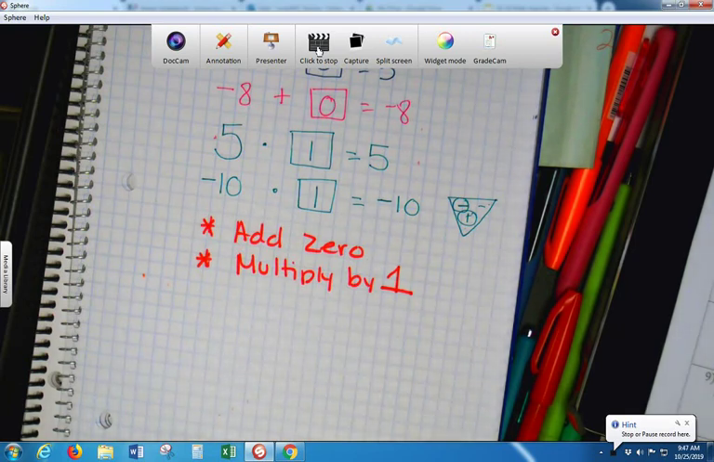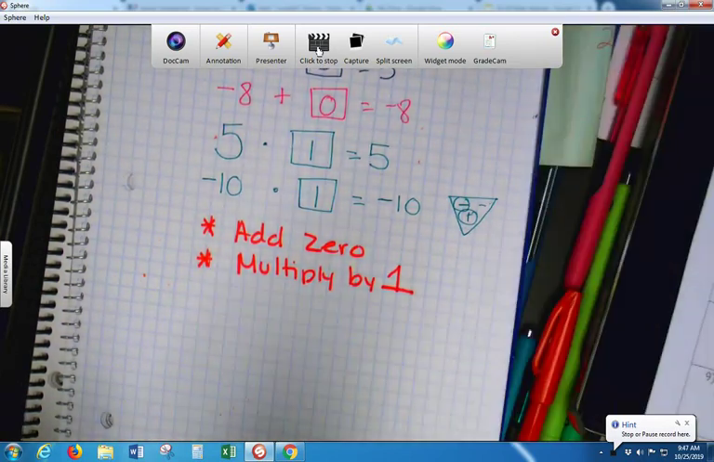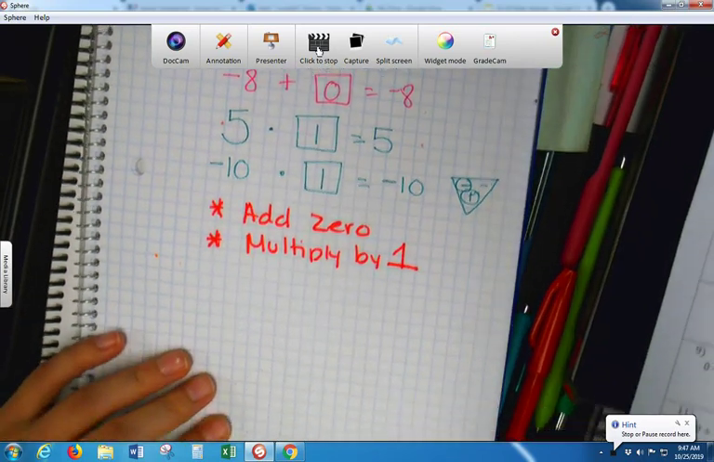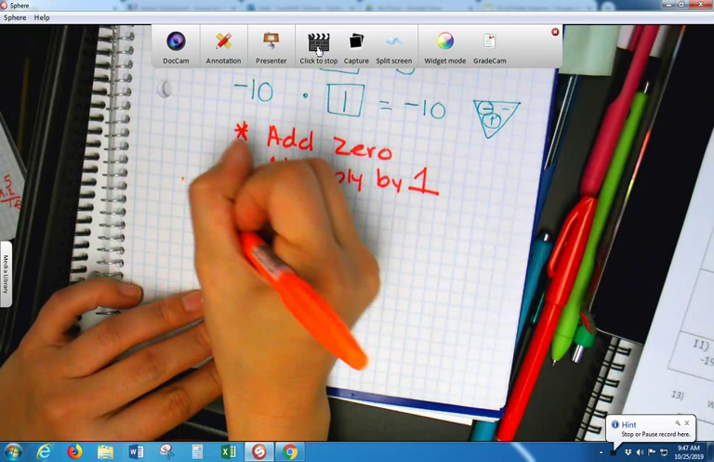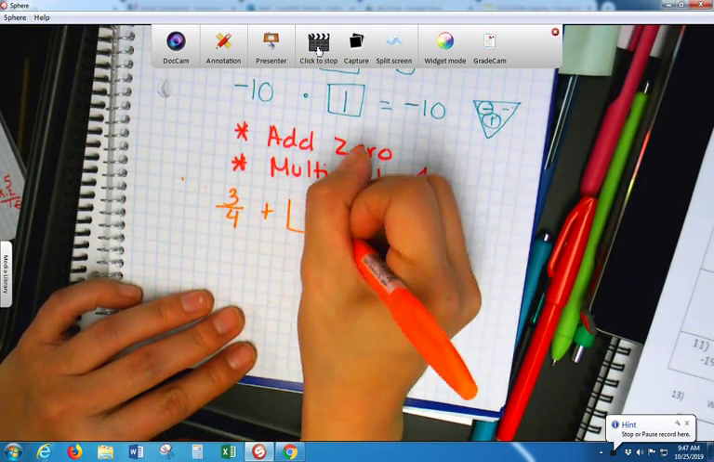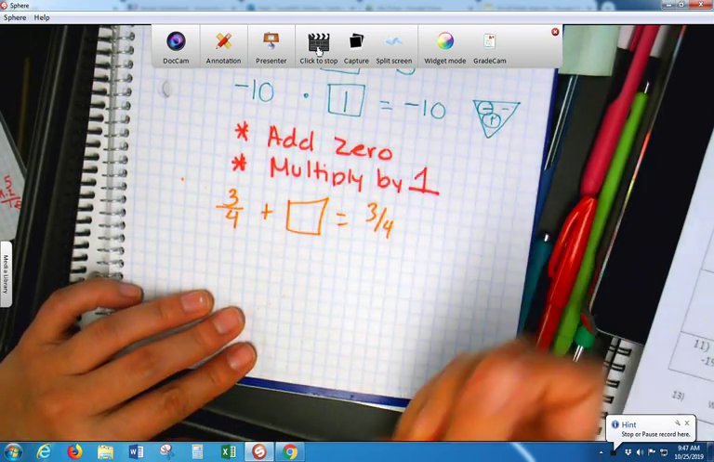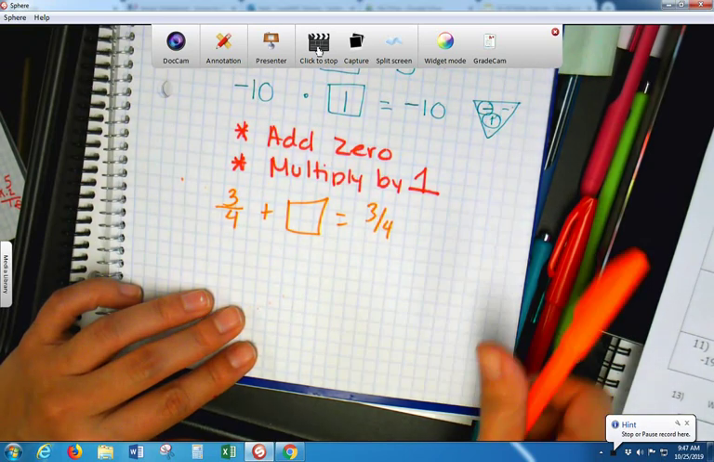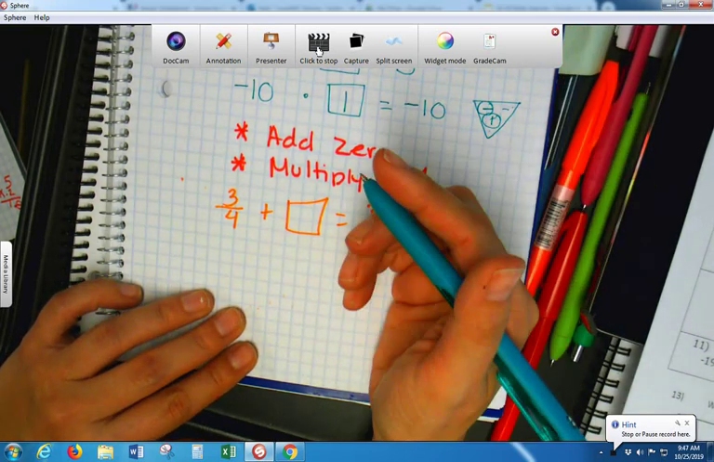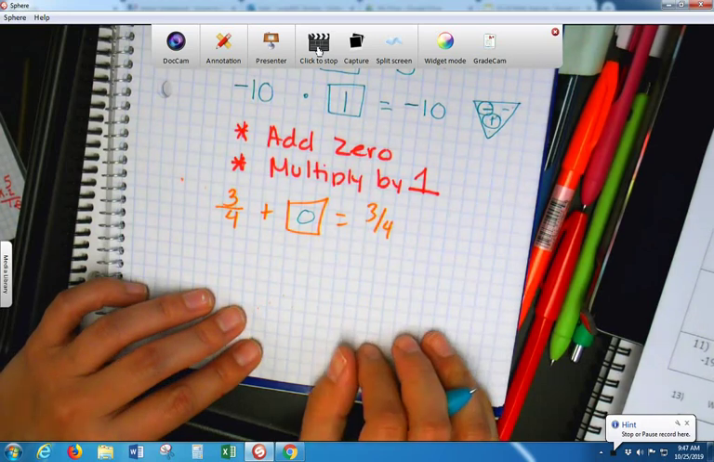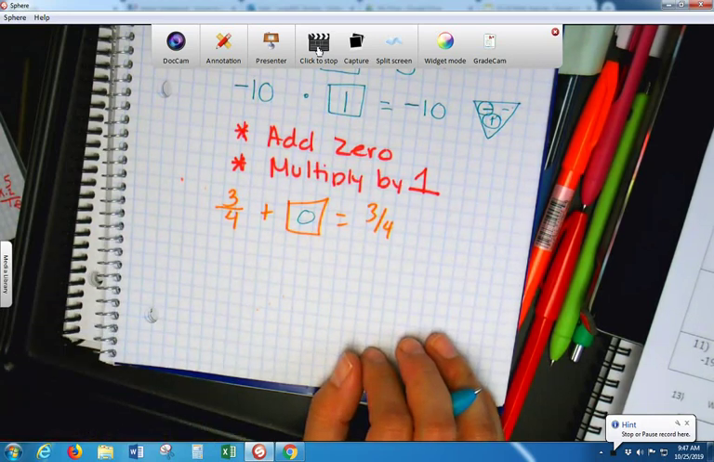All right? Oh, I have a hard one for you. Oh, wow. I don't know if you can handle this. 3/4 plus what equals 3/4? Oh, someone got it right. 0, right? So even if it's a fraction, it's still the same, right?